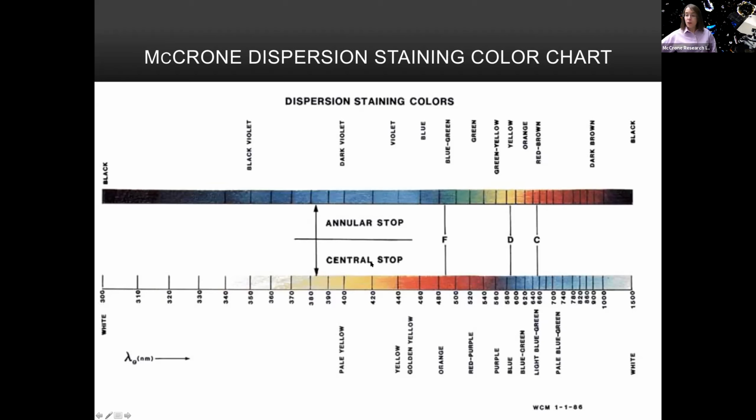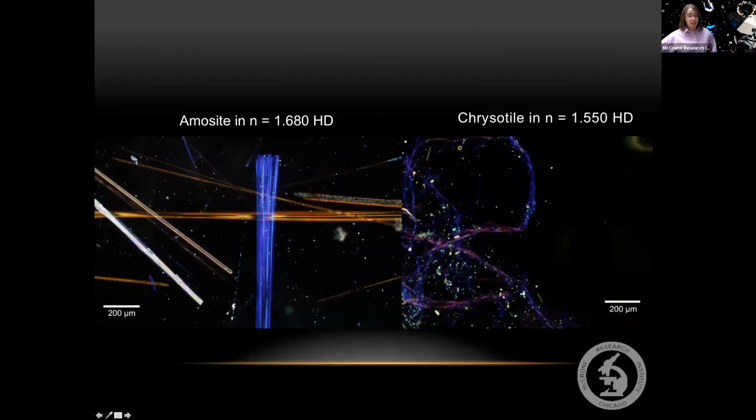I have a few images I wanted to show you as well of central stop dispersion staining. Over here on the left-hand side, this is the amosite variety of asbestos, and this is mounted in 1.680 high dispersion liquid. If you had a sample that you suspected may contain amosite, mounted specifically in 1.680 high dispersion liquid, and you saw your fibers, or fiber bundles, I should say, were golden yellow parallel, and a nice royal blue perpendicular, then that's indicative of amosite asbestos.